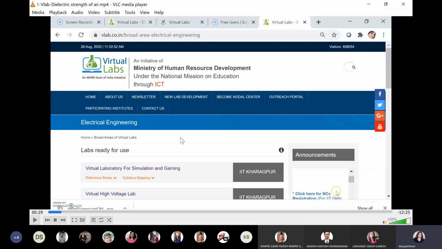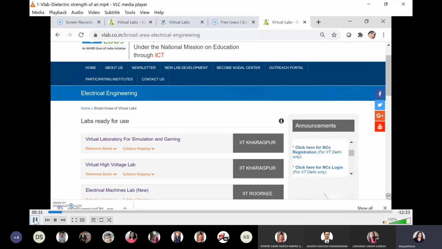Okay, so go in subjects, scroll down and see the subjects. Click on electrical subjects, and go in electrical engineering. There you will see the second lab, virtual high voltage lab. Click on high voltage virtual lab. See the video of IIT Kharagpur. So you go to the virtual high voltage lab from IIT Kharagpur.